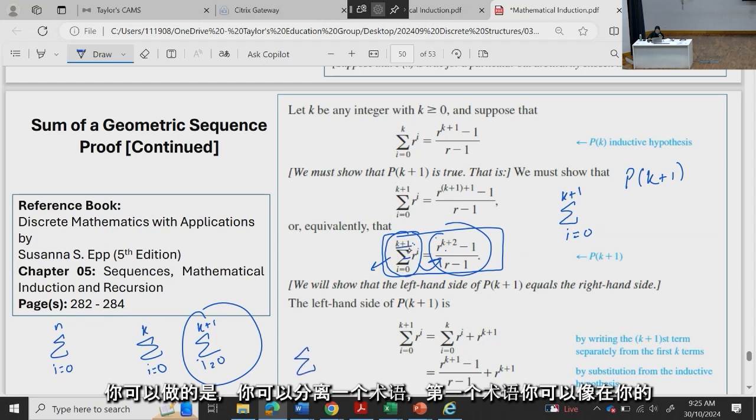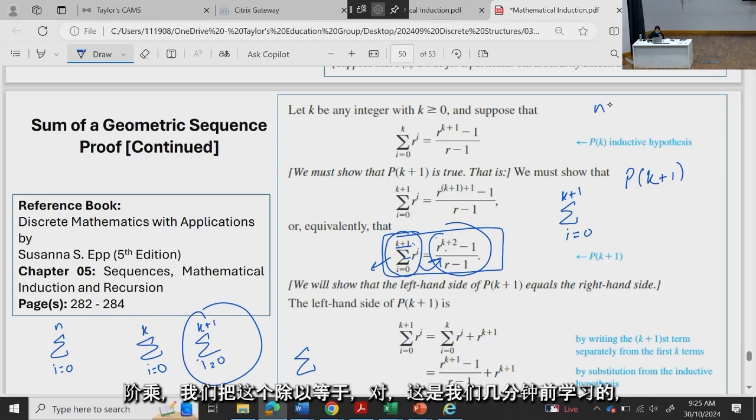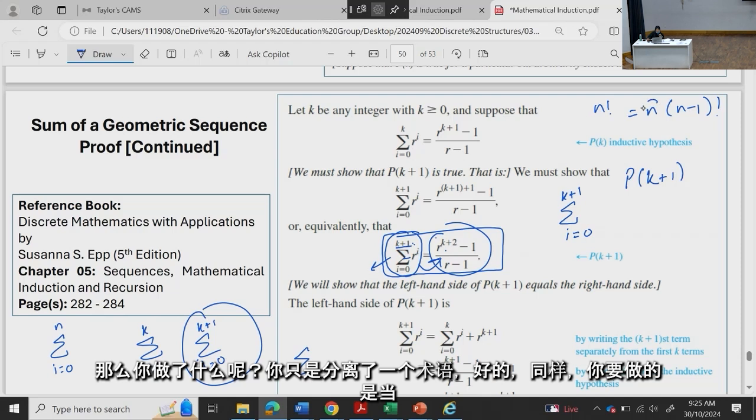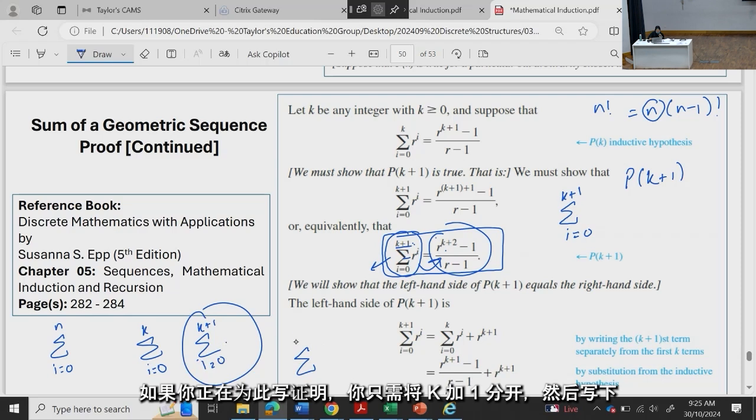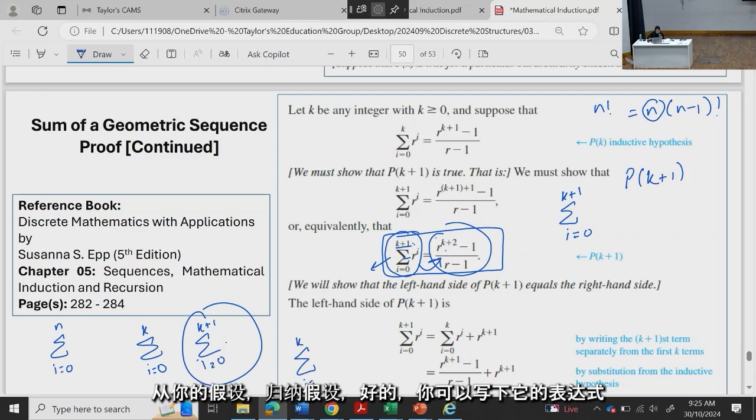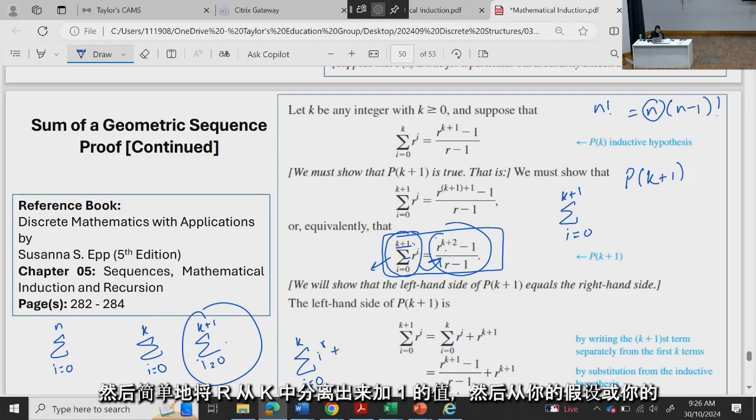The first term you can separate, just like in your factorial, we separated this one. This is what we studied just a few minutes ago. So what did you do? You just separated one term. Similarly, when you are writing the proof for this, you will simply separate the K plus 1 term and write down the summation for your remaining values, K down to 0. For that summation you can take from your inductive hypothesis; you can write down the expression for that and simply separate the r to the K plus 1 value.